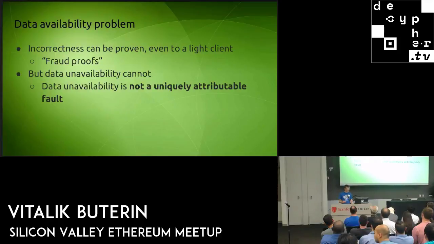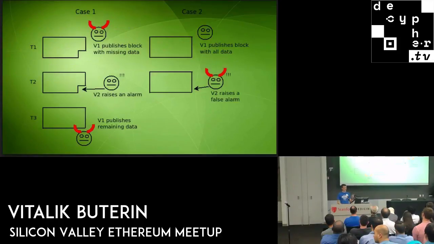Now, with data unavailability, the problem is basically this. So let's go through two possible cases, and these are just two possible sequences of events that could happen at some point. So here's case one.